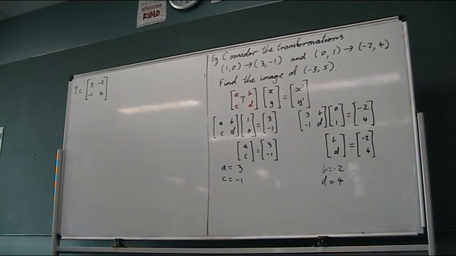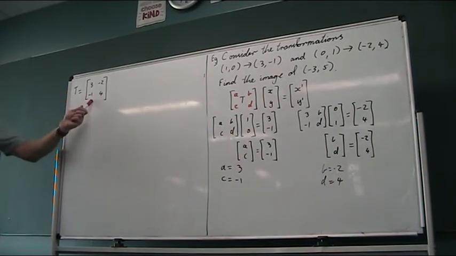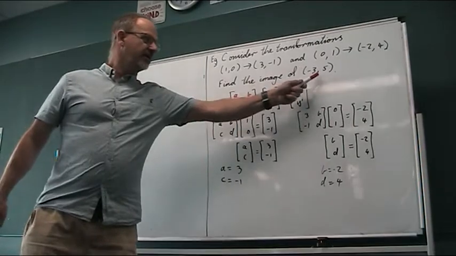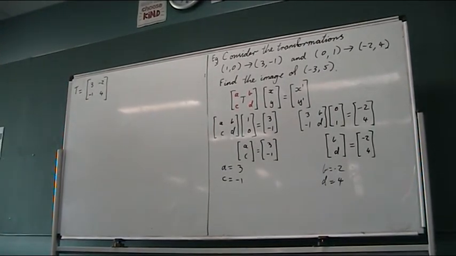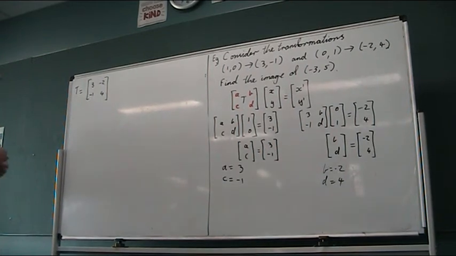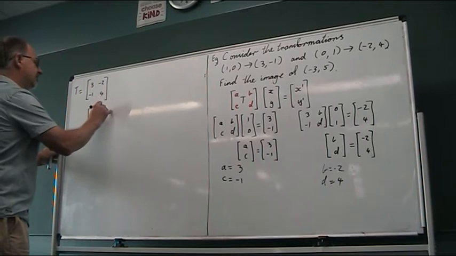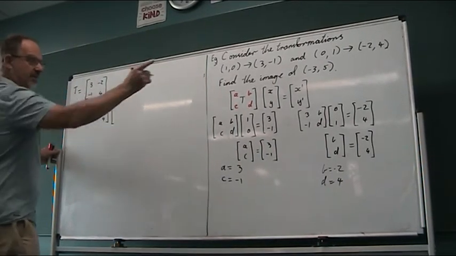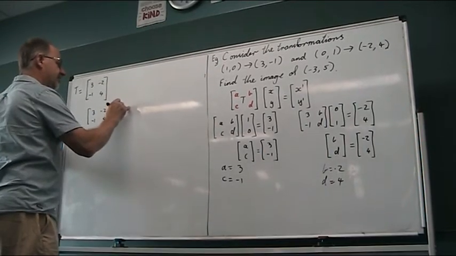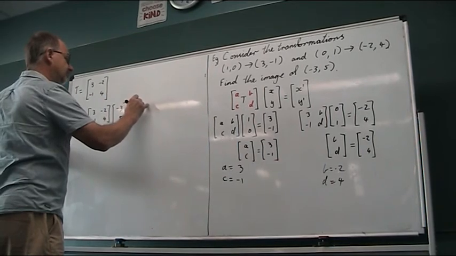So if I want to find the image of -3 and 5, what do I do with those two things? I multiply them. So if I multiply the matrix 3, -2, -1, 4 by the point that we've got, which is -3 and 5, then I will get my image.